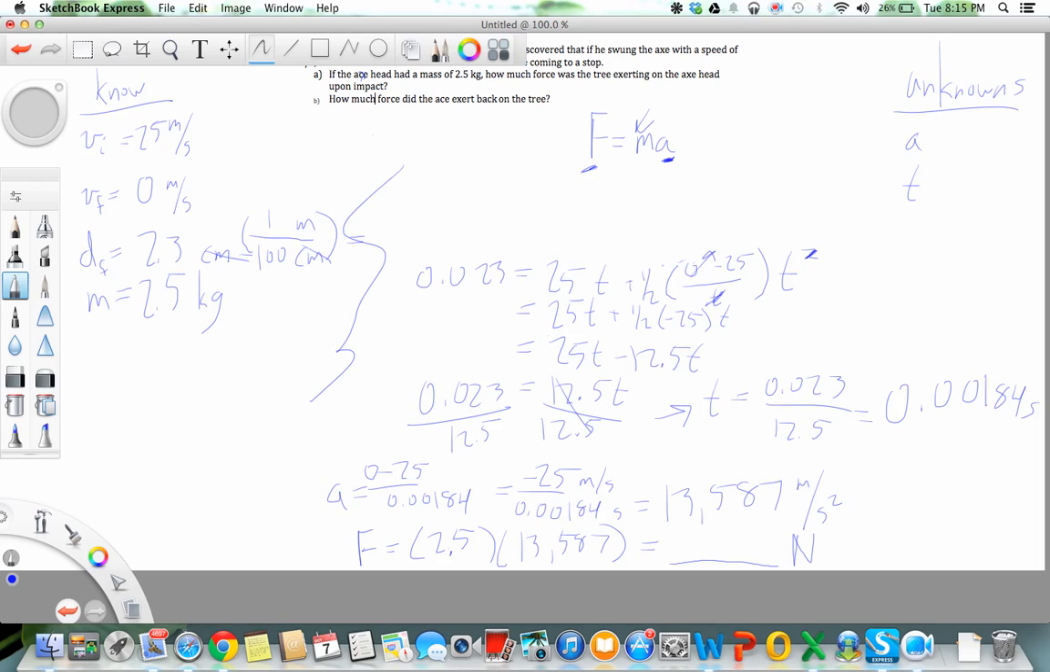Now part B, how much force did the axe exert back on the tree? Use Newton's third law for that. You're on your own for part B.